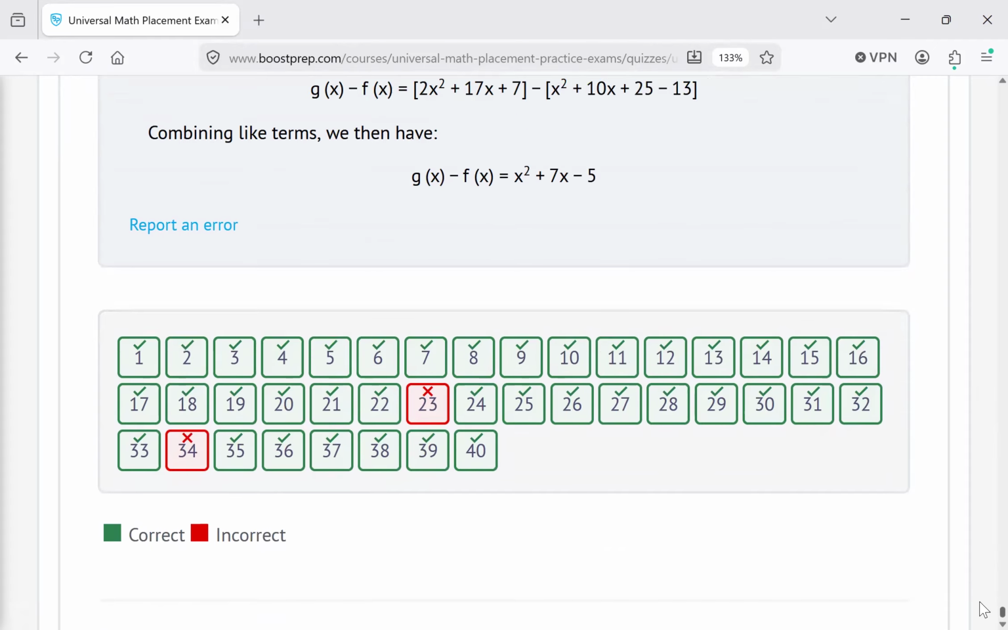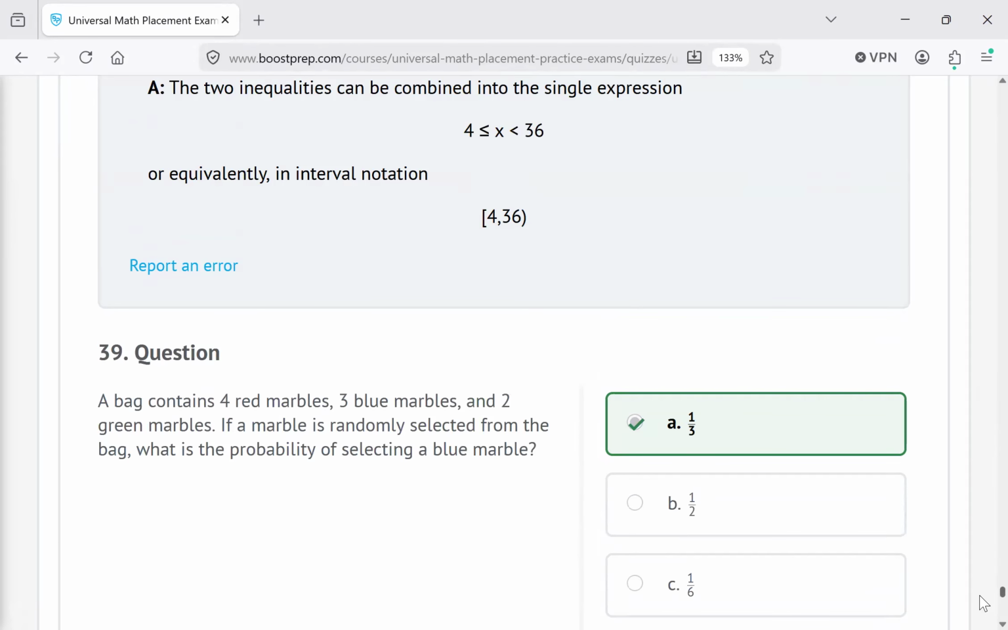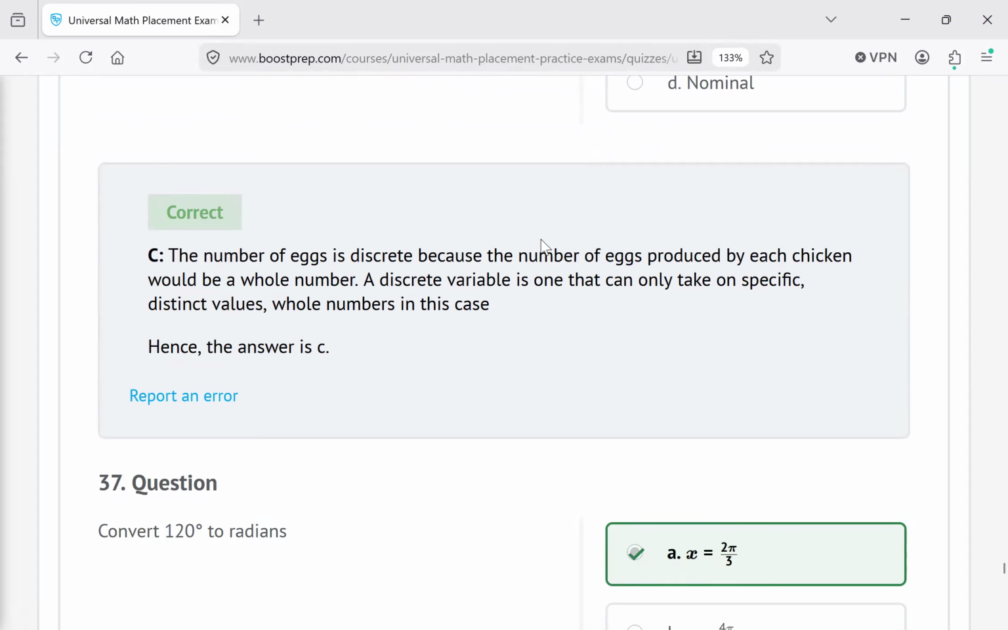Okay, so yeah, that's pretty much it. If you fix those mistakes, you'll be good. I'm going to stop here.